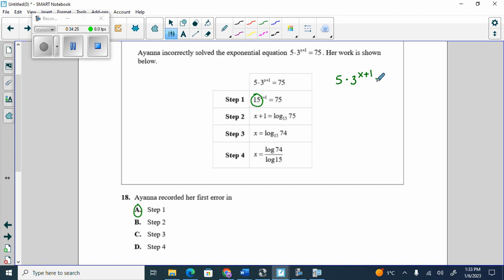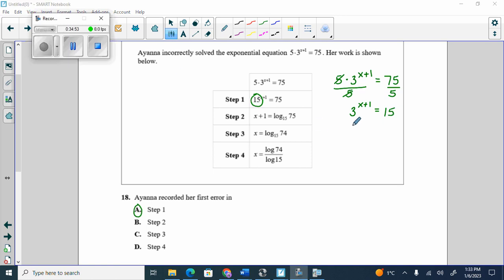Now it doesn't ask us to do this, but we're doing it anyways. So we're going to divide the 5 over. Remember that initial goes over to the final. It's just like the word problems. And then we do the 75 divided by 5. And we get 3 to the x plus 1 equals 15.